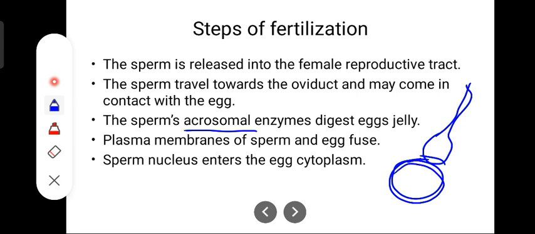Okay, so now what happens, after digesting the covering of the egg, the plasma membrane of the sperm and egg fuse, then the nucleus from the sperm is released into the egg, then the egg nucleus and the sperm nucleus fuse with one another. And now the sperm, after releasing the nucleus into the egg, it detaches. It separates from here. Okay, only the head portion enters into the egg and the rest of the portion remains outside.